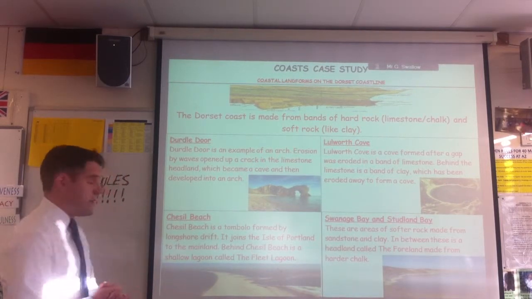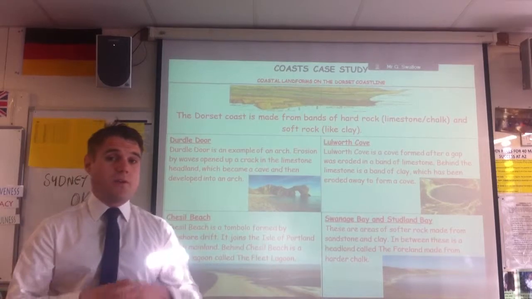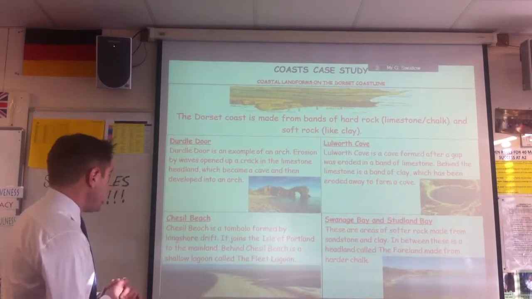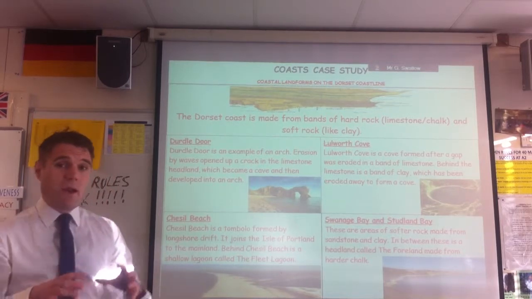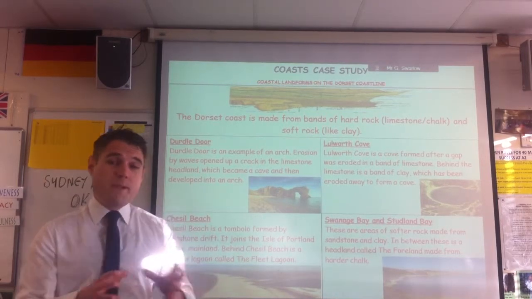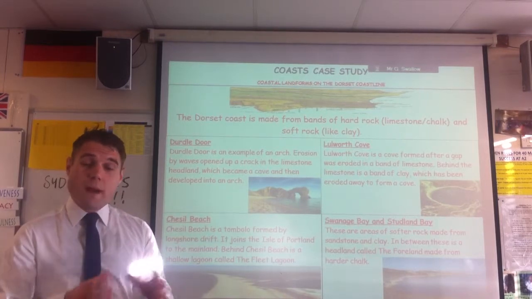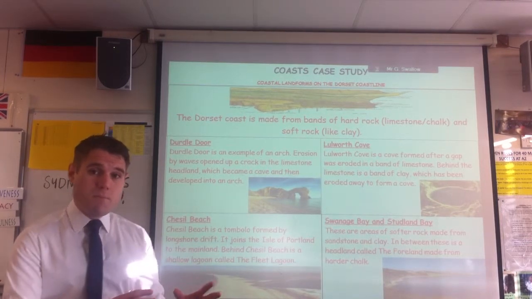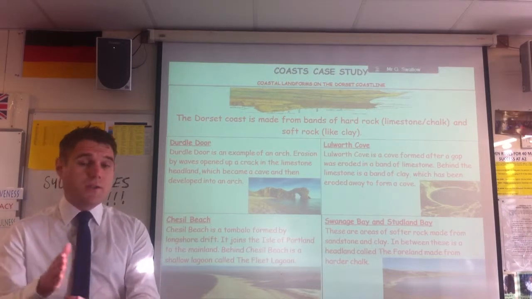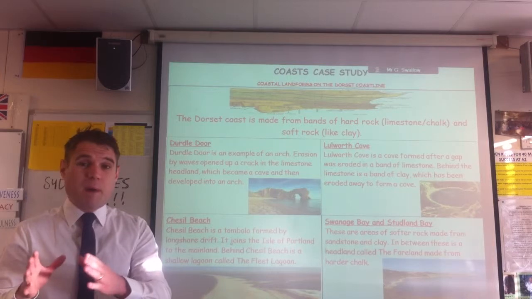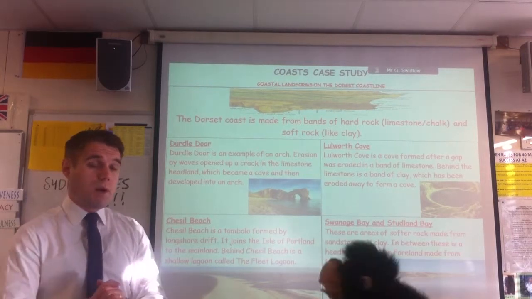Next one is Chesil Beach. Chesil Beach is something called a tombola. A tombola is caused by deposition. And deposition is when bits of material are dropped off. Before bits of material are dropped off, you've got something called longshore drift, where bits of eroded material are moved along the beach, there's no groins to stop them, and the beach almost moves further along and creates part of a new beach called a tombola.